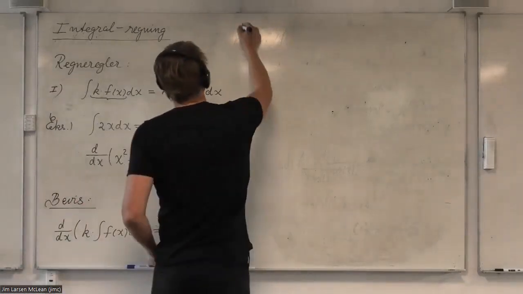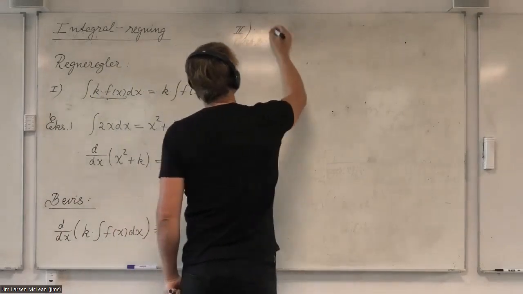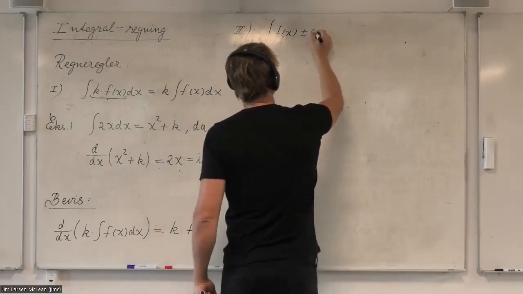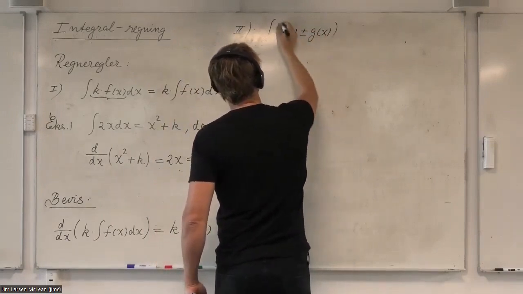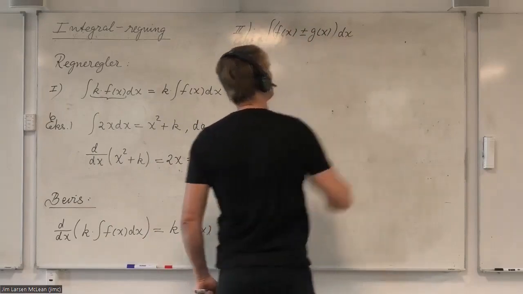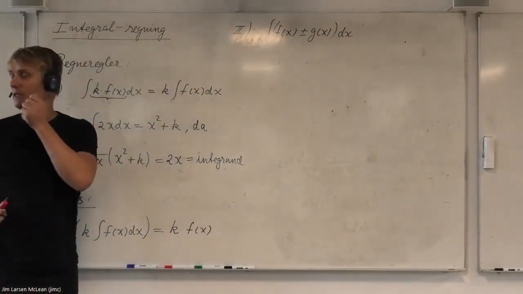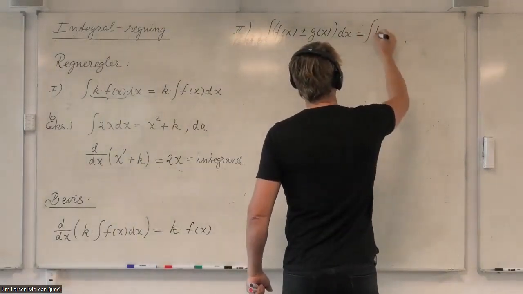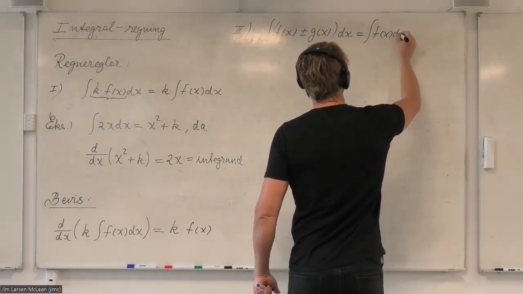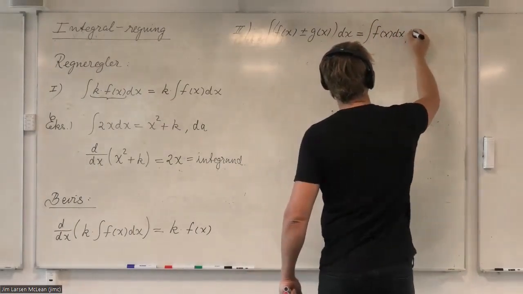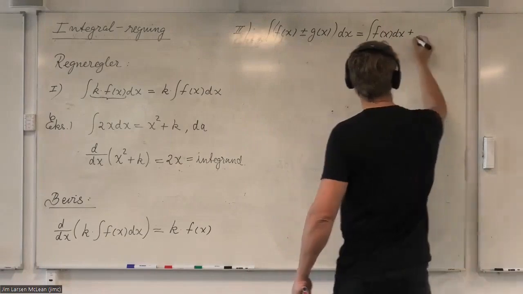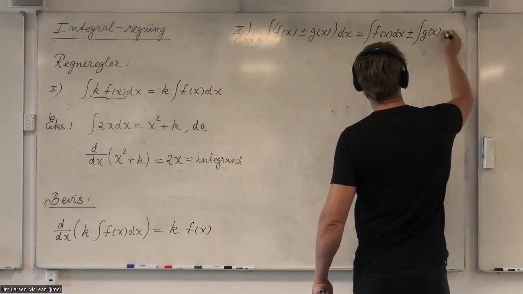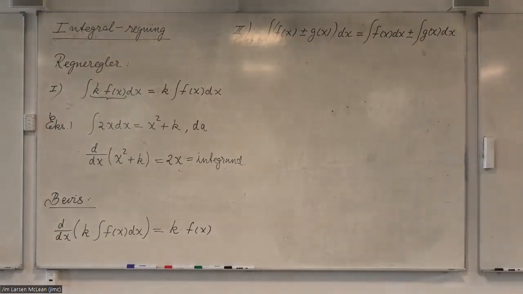Calculus rule number 2. If you need to integrate two functions that are either added or subtracted, then you integrate term by term. This means you just split it into two integrals: the integral of f, and if it was a plus, you write a plus; if it was a minus, you write a minus, and then you get the integral of g. So that's calculus rule number 2.